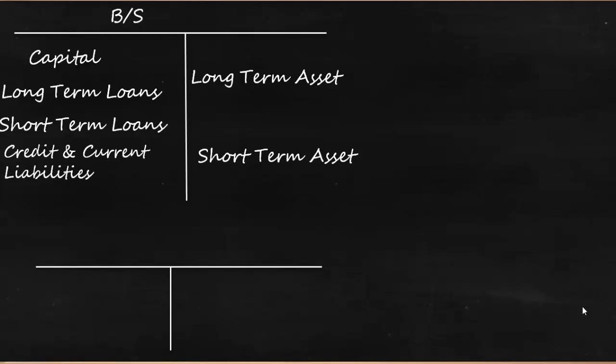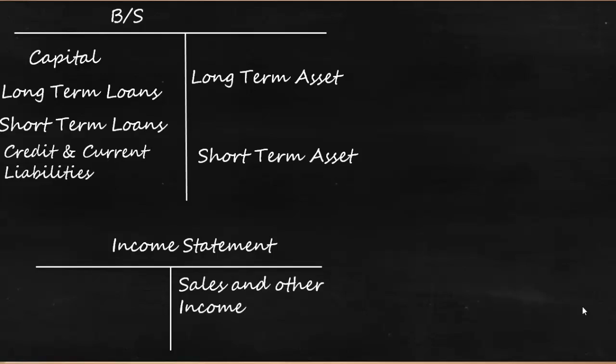And with these assets, what will happen? The company will work and would try to generate income, and all that income will be captured in the income statement. It would basically be the sales and other income, and expenses have to be incurred, and finally the company would make a profit or probably would end up in a loss, whatever.